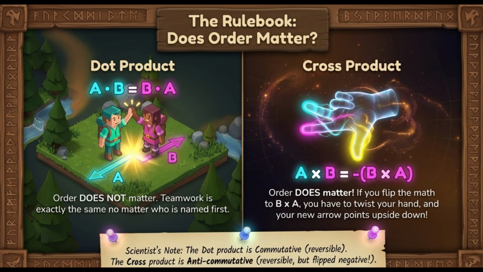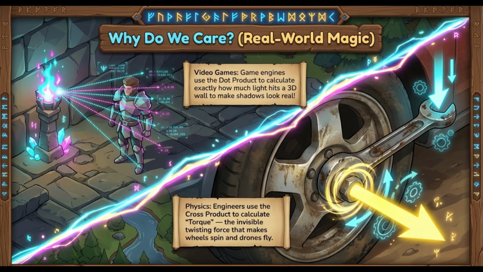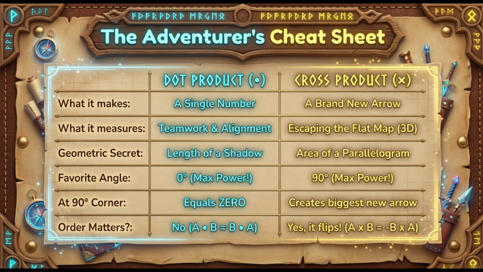That is wild. And this twisting motion isn't just theory either. Engineers use the cross product to calculate torque. Torque, like twisting force. Right. It's the math behind the twisting force when your virtual car's tires grip the asphalt and propel you forward. Or when a drone's propellers spin to lift it off the ground. Exactly. So whether you're measuring how forces align with the dot product or twisting into new dimensions with the cross product, these invisible arrows are the secret architecture of the world around you.